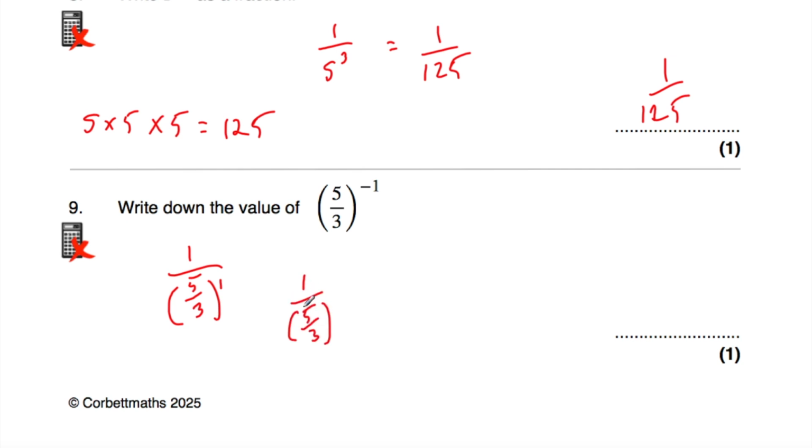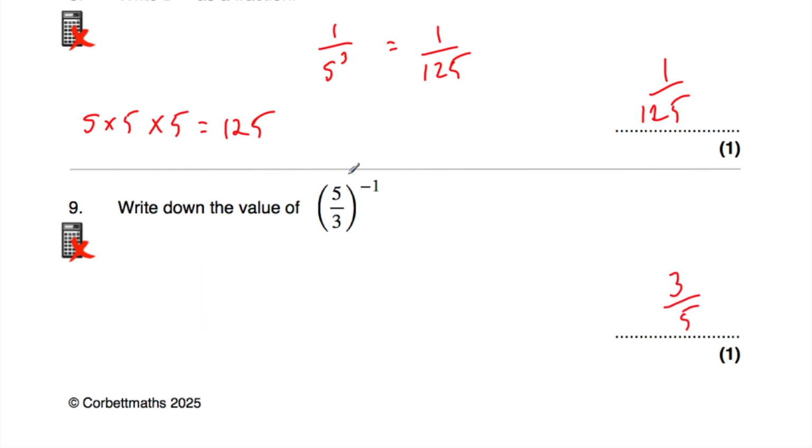And then to work out 1 over 5/3, it's 1 divided by 5/3, just changing that fraction to a division. And then if we want to work this out, remember you times by the reciprocal of the thing you're dividing by. So we're going to have 1 times 3/5, and 1 times 3/5 is 3/5. So that means the answer is 3/5. So that's one way you could approach it.